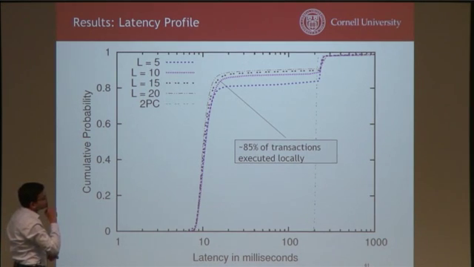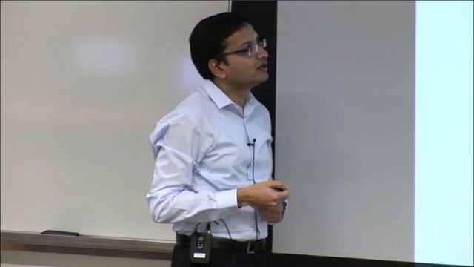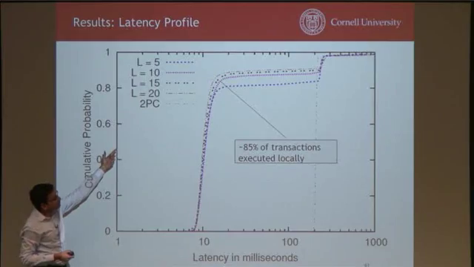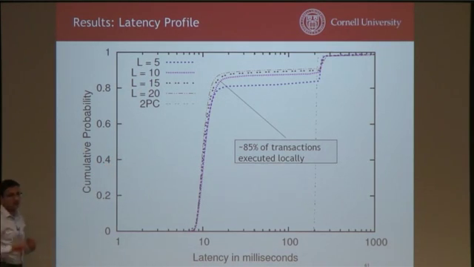However, these 4 lines basically correspond to different settings of the optimization parameter. So the higher value of L means that you are spending more time in finding optimal treaties, and therefore you expect more transactions to execute locally. So in this case, for almost all 4 of these parameters, you see that more than 85% of transactions were executed locally.